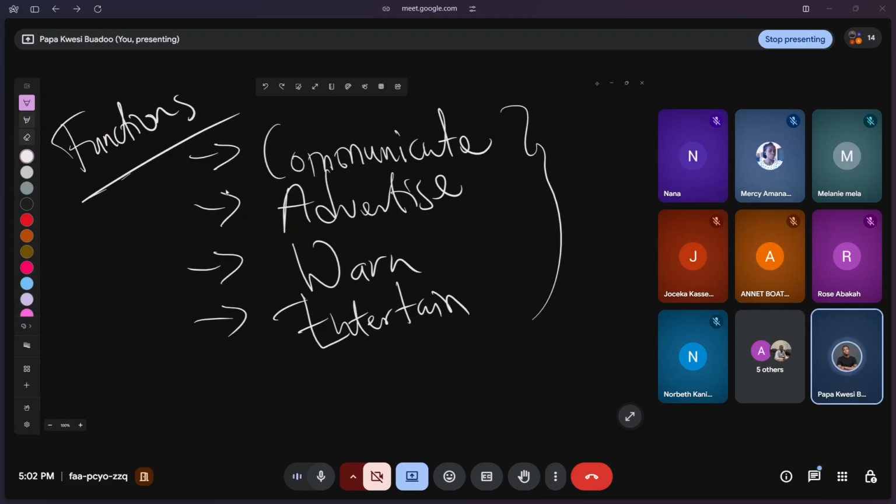So if you create a graphic design and it's not performing any of these functions, then you need to question your design, or take a look at it again to make sure that it's at least performing the function it's supposed to perform.